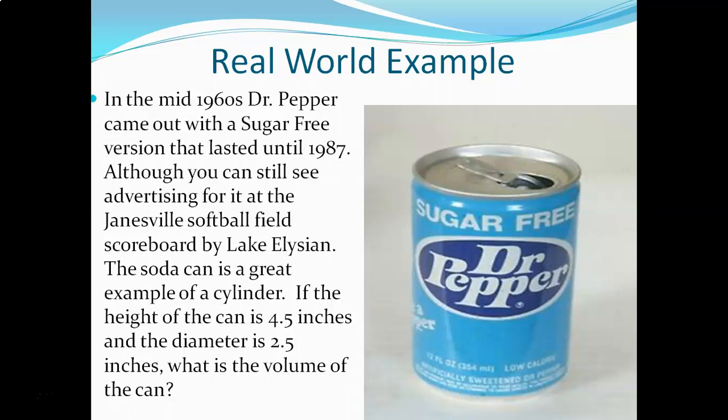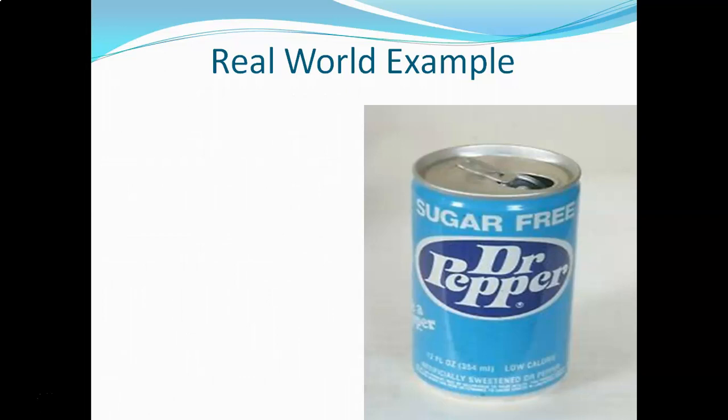The soda can is a great example of a cylinder. If the height of the can is 4.5 inches, and the diameter of the can is 2.5 inches, what is the volume of the can? And this is very important because you might be wondering, well, who cares about volume of a cylinder? I certainly don't. Well, you might never need this directly, but volume, of course, is what is within it. So when you know the volume of a soda can, you know how much soda could fit inside it.